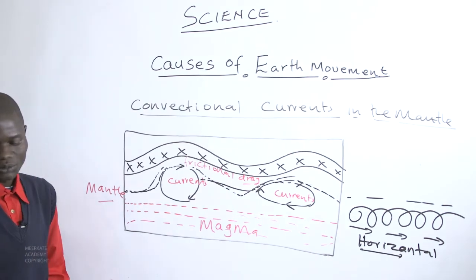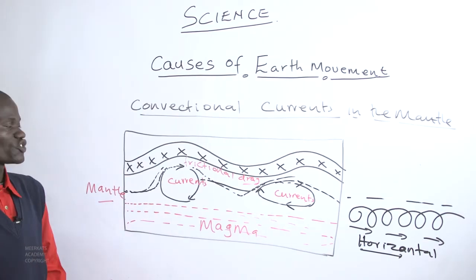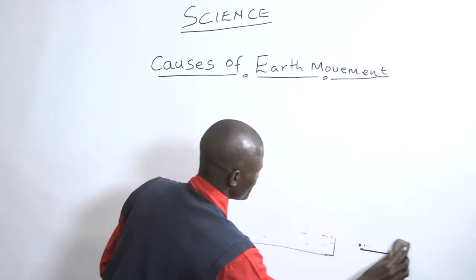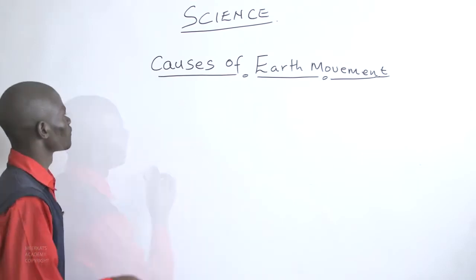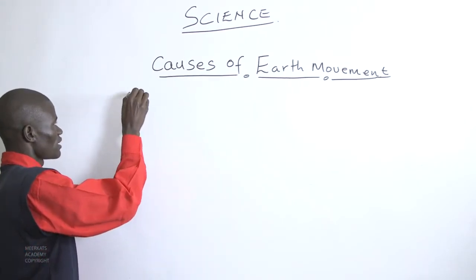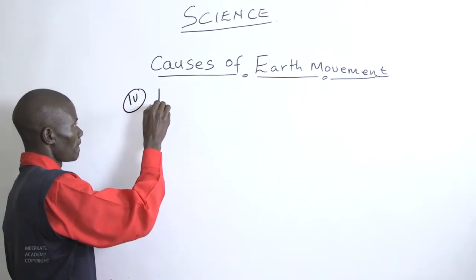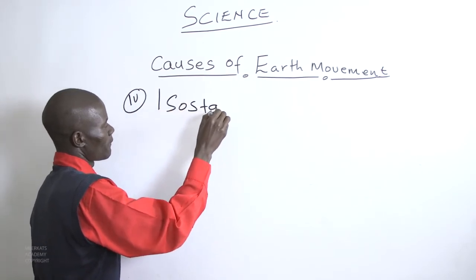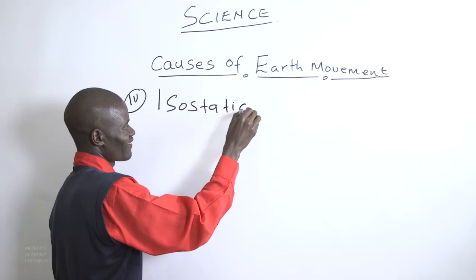Let's move on and look at how isostatic adjustments also occur. Isostatic adjustment. This is the fourth cause. Isostatic.